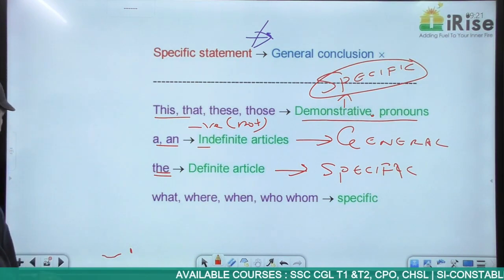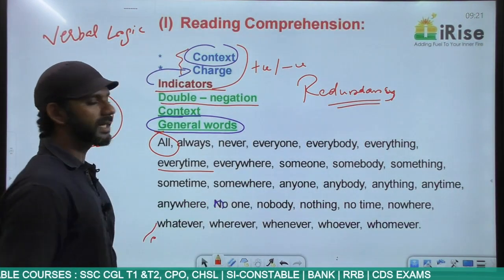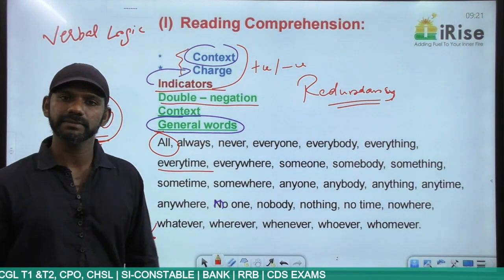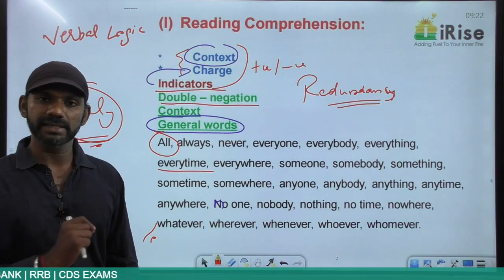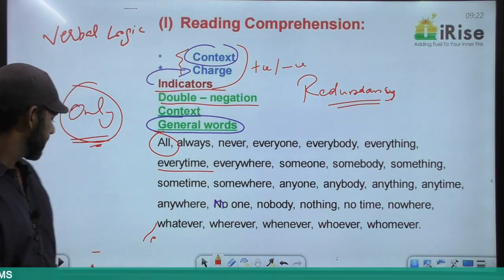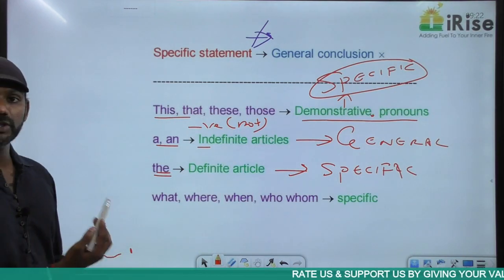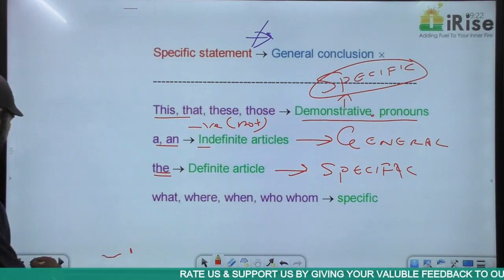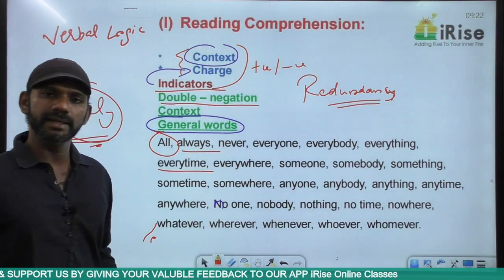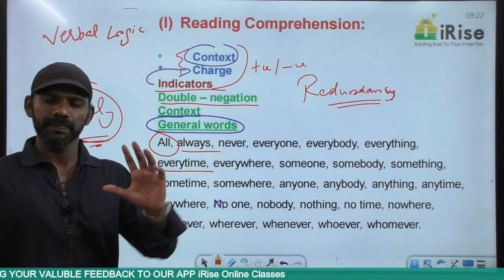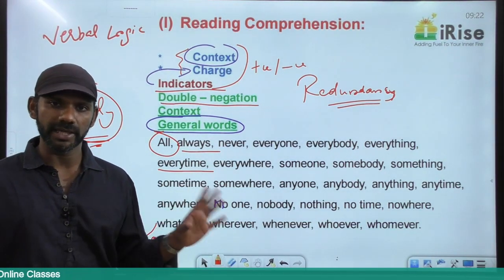Now from this sentence, can you draw a conclusion like, every time I study well, I get the first rank? No. That becomes a very general conclusion. Simple reason is, every time is a general word. As I told you, from a specific statement, we cannot go for a general conclusion. Or from the same statement, can you draw a conclusion like, always I study well, I get the first rank? No. That also becomes a general statement because always is also a general word.